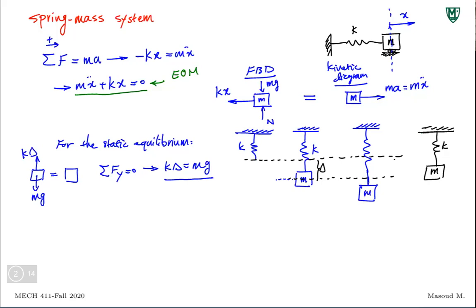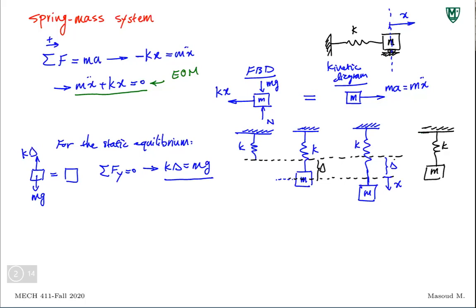So now I call the motion or displacement from the equilibrium point X, the same way I did for the spring and mass in the horizontal direction. Just in this case, the equilibrium point is different. So this is X, this is delta, and this is K, the spring. Now let's write the equation of motion for this system.